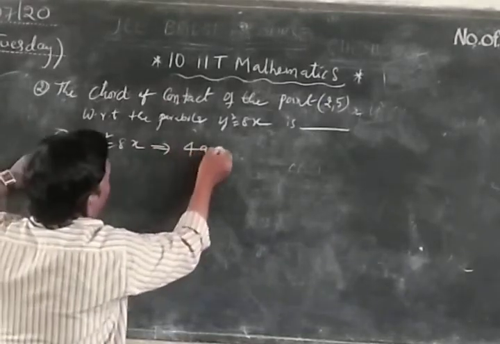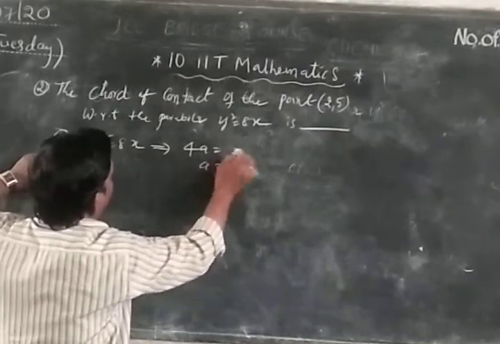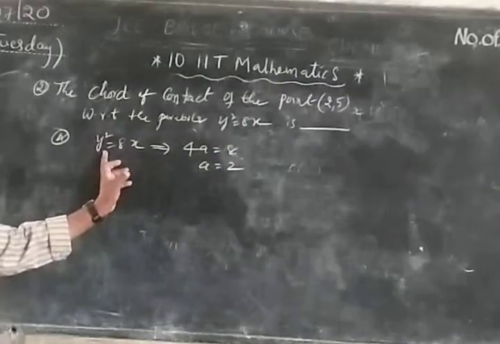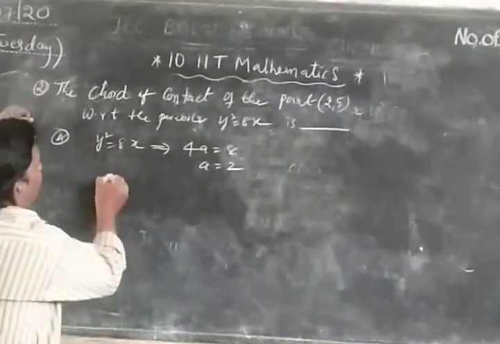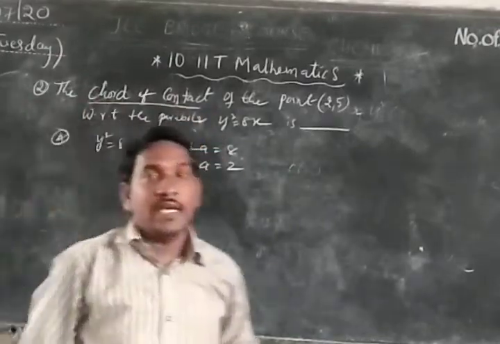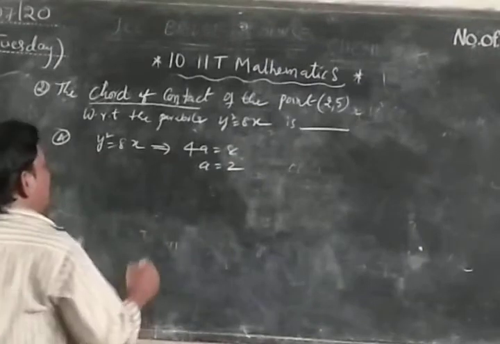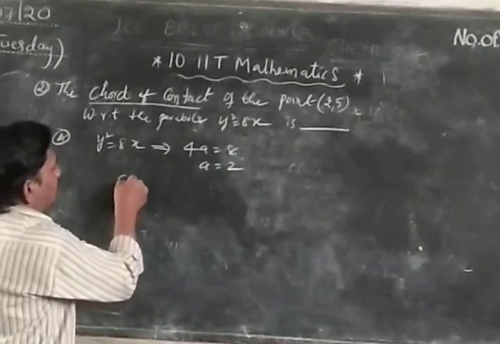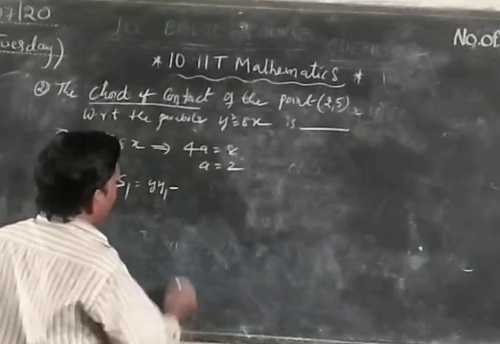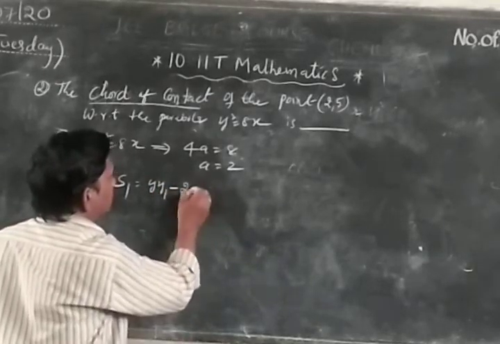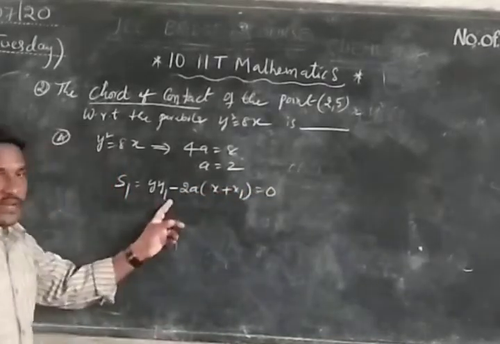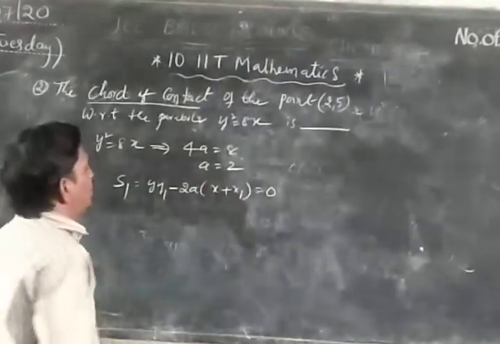4a equal to 8, so a equal to 2. From y square is equal to 8x, a equal to 2. Okay, the chord of contact. We have already learned the chord of contact: S1 equal to 0, S1 equal to y y1 minus 2a into x plus x1 equal to 0.